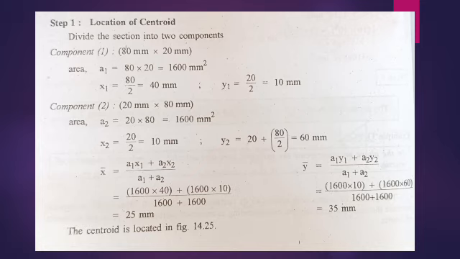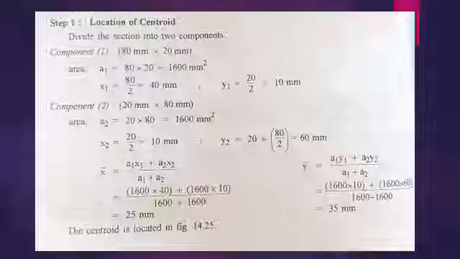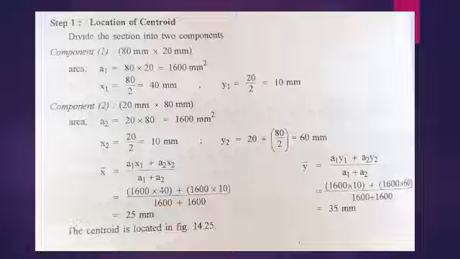First we are going to find out the centroid. Okay, here we have two rectangular sections. Therefore, the formula is x bar is equal to a1 x1 plus a2 x2 divided by a1 plus a2, and y bar is a1 y1 plus a2 y2 divided by a1 plus a2. If we have three sections, then the formula becomes x bar is equal to a1 x1 plus a2 x2 plus a3 x3 divided by a1 plus a2 plus a3.